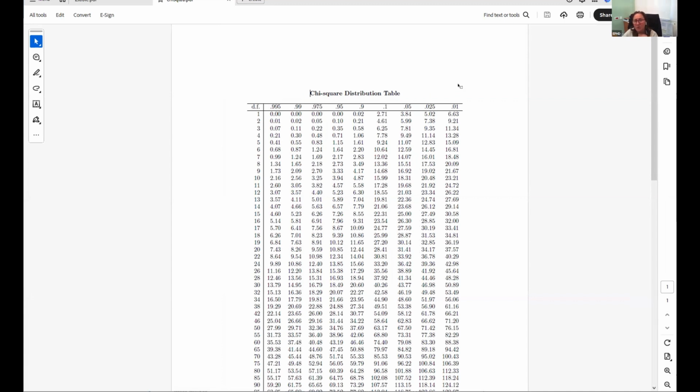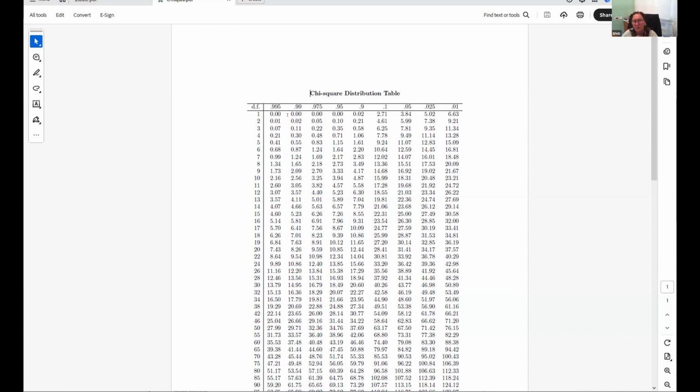I'm not going to be able to annotate, but this is the chi-square distribution table. On one side, I have the degrees of freedom, which are the number of categories that make up a variable. If the variable has 4 categories, the degrees of freedom would be... in our example we had 3 categories for the exercise, so the degrees of freedom would be 3 minus 1, which is 2.